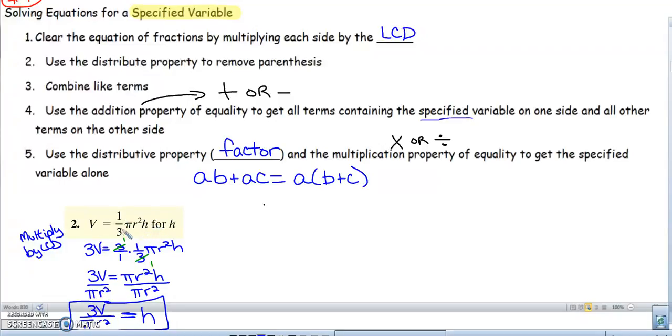So let's begin. It has a fraction in it. Let's get rid of that fraction by multiplying both sides by the common denominator, which is 3. So here I multiply both sides by 3. What happens is 3 times 1/3 cancels and gives me just 1. So I bring down the pi R squared H. Then I can isolate the variable H by dividing both sides by pi R squared. So here we have solved for the specific variable that they wanted. We've isolated it on one side, so H is equal to 3 times the volume divided by pi R squared.